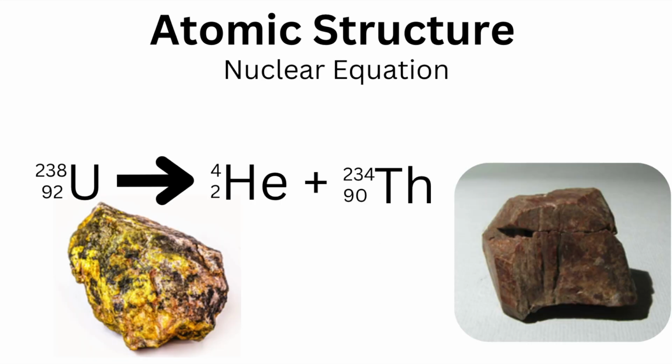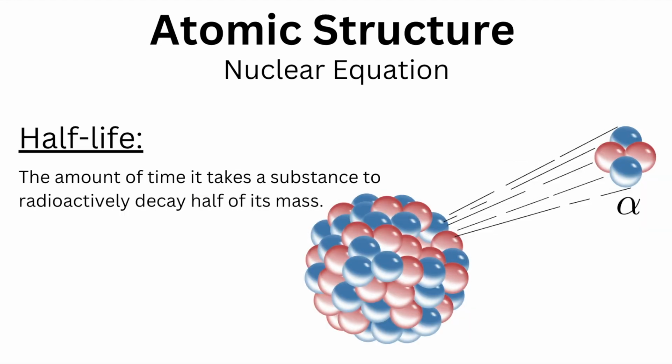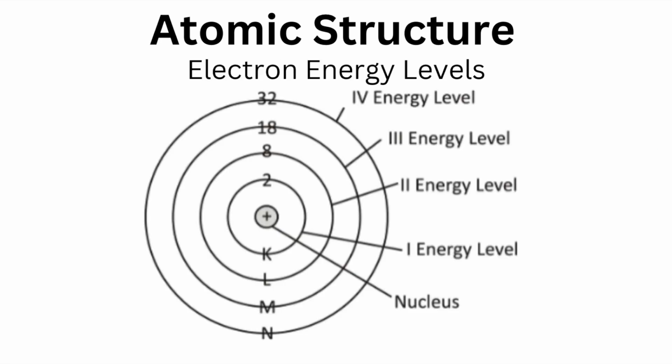A nuclear equation puts the emission of radiation into a number as we see the helium atom exit the unstable uranium isotope, leaving behind a thorium atom, that being an example of alpha radiation. The half-life is the amount of time it takes for an atom to lose half its mass in the process of radioactive decay. Energy levels for electrons.